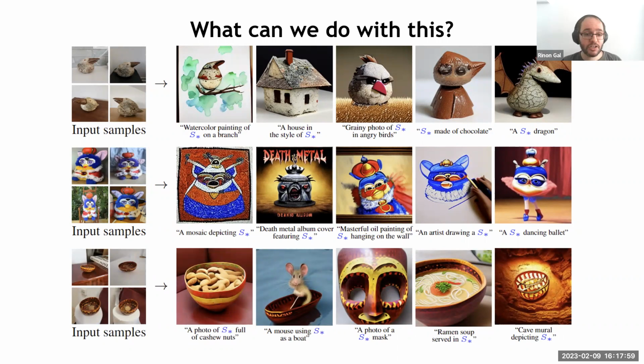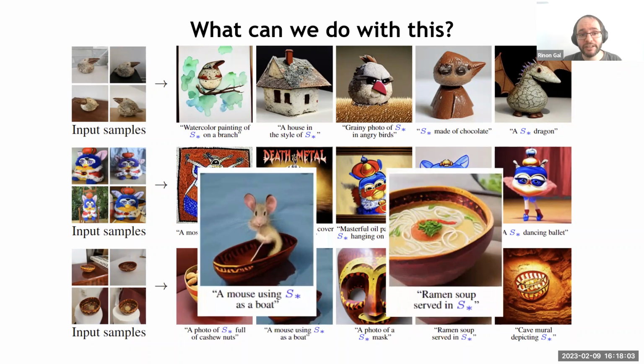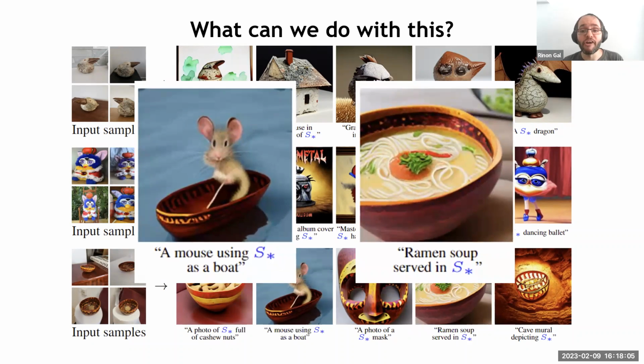the objects. So if we train on images of this red ball, for example, we can later put food in it or have a mouse use it as a boat, right? The model really understands that this is an object that can contain other things because, again, it has seen balls before, right?